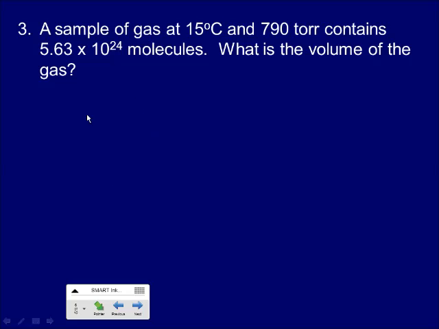Okay. Again, I'm a fan of just writing down what I have. And if it's something that I can easily convert, great. And if it isn't, then I think about how I can get it into one of the units that I need. Temperature, 15 degrees Celsius. I will pause for someone's input. Who's got it?